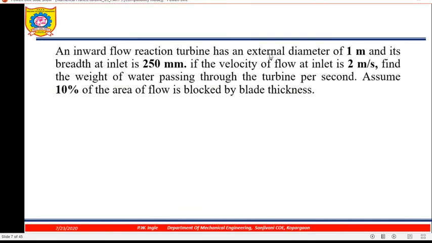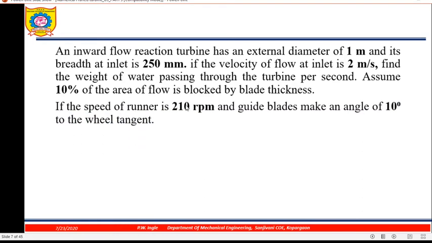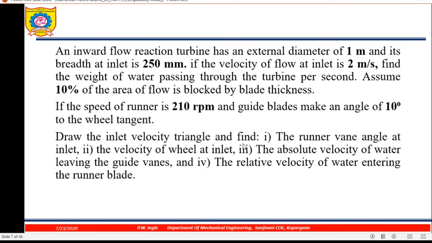The inward flow reaction turbine has an external diameter of 1 meter and its width at inlet is 250 mm. If the velocity of flow is 2 meter per second, calculate weight of water passing through the turbine per second. Assume 10% area of flow is blocked by blade thickness. If the speed of runner is 210 rpm and guide plate makes an angle 10 degree to the wheel tangent, draw the inlet velocity triangle and calculate runner vane angle, velocity of wheel, absolute velocity and relative velocity.